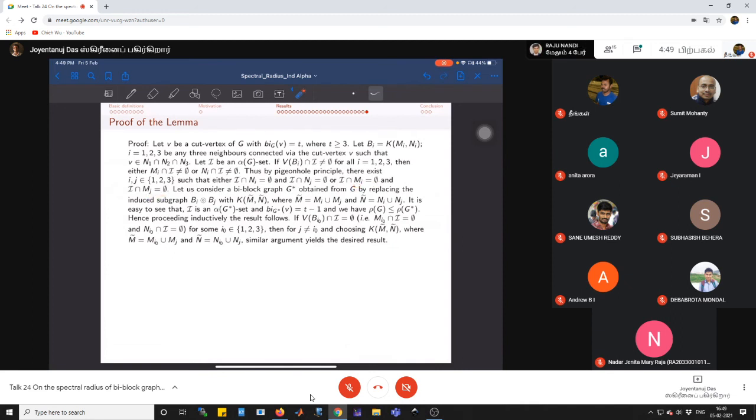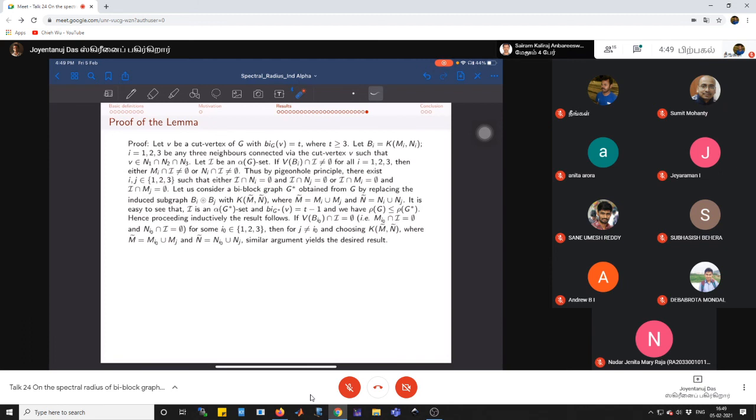So in either case, we can merge two blocks, that is Mi Mj and Ni Nj, these two blocks Bi and Bj. Then we can see that it is an alpha G star set, and it has reduced the block index of the vertex to T minus 1. And also we have increased the spectral radius by merging these two blocks.